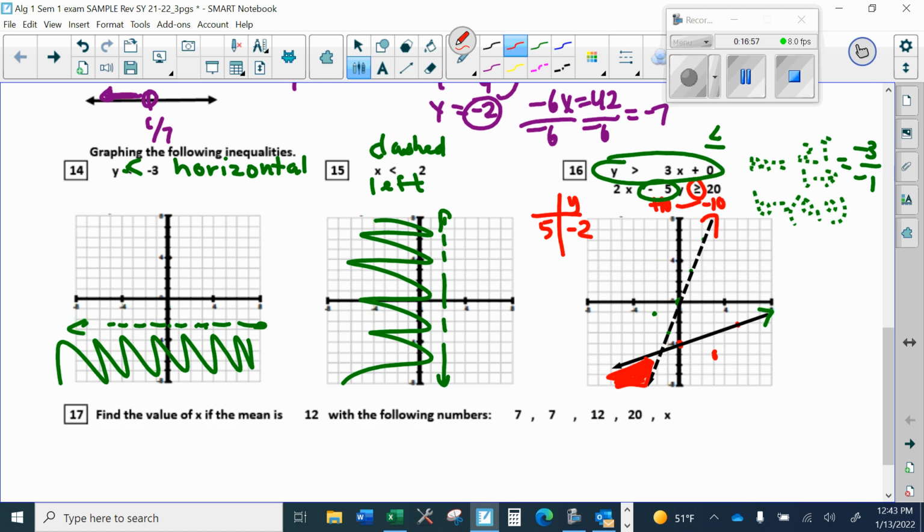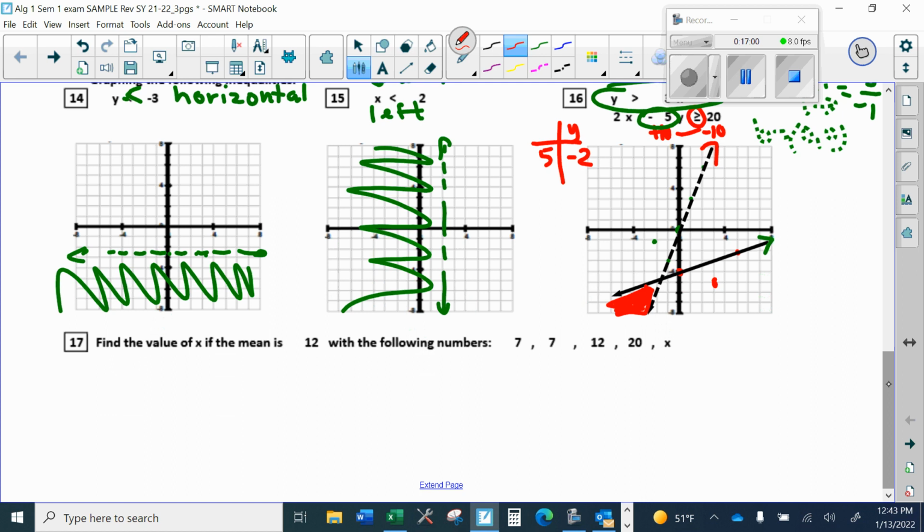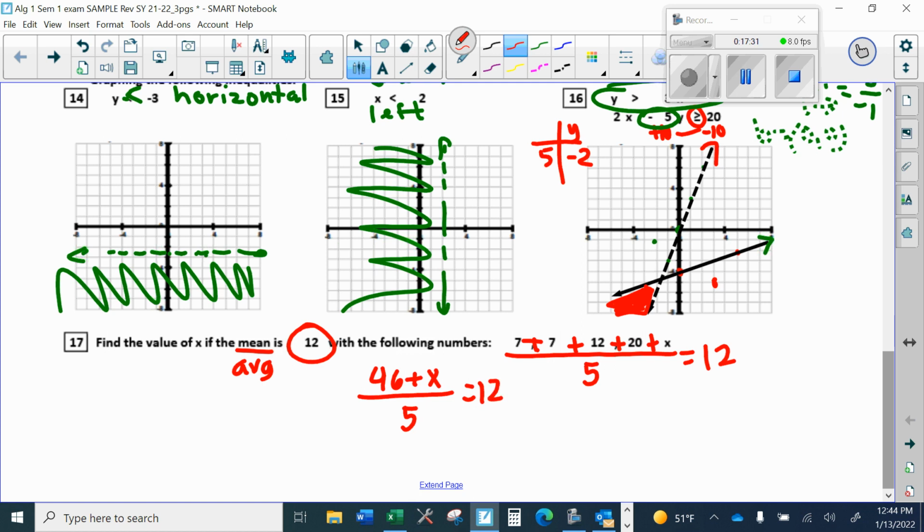Okay. All right, next, we want to find the average. We want to find the x value. What's the last test score, or whatever these are, doesn't matter what they are, so that it averages to be a 12. Another word for mean is average. You need to know that. So 7 plus, so that means I add them all up, and divide by the same number there are, which is 5. That has to equal the average, 12. So 14 and 12 is 26, and 20 is 46, plus x divided by 5 equals 12.